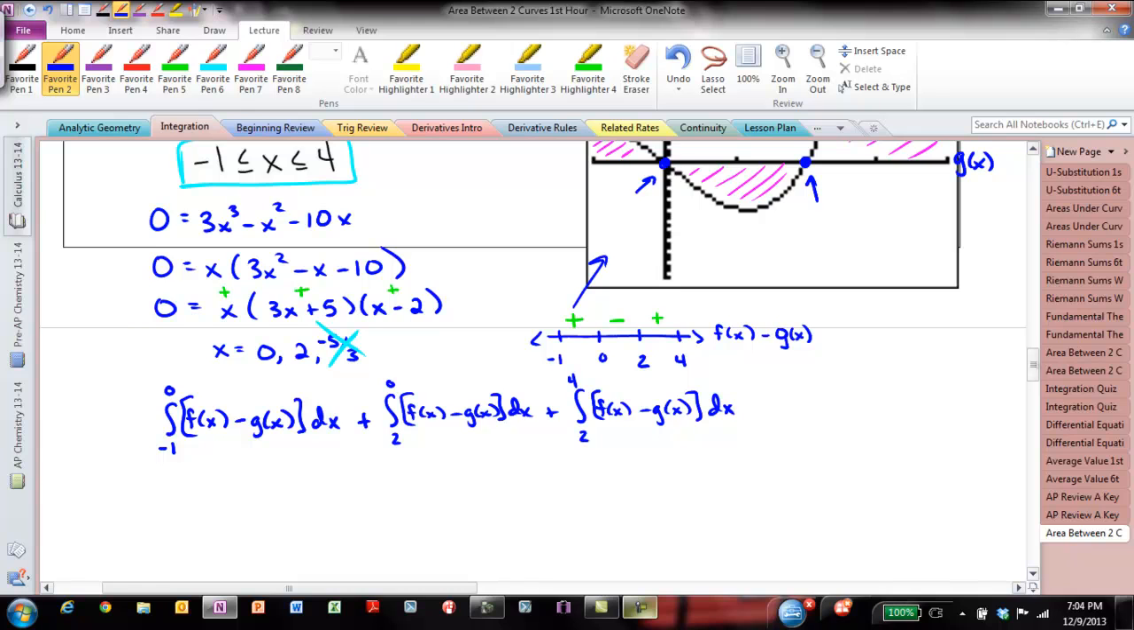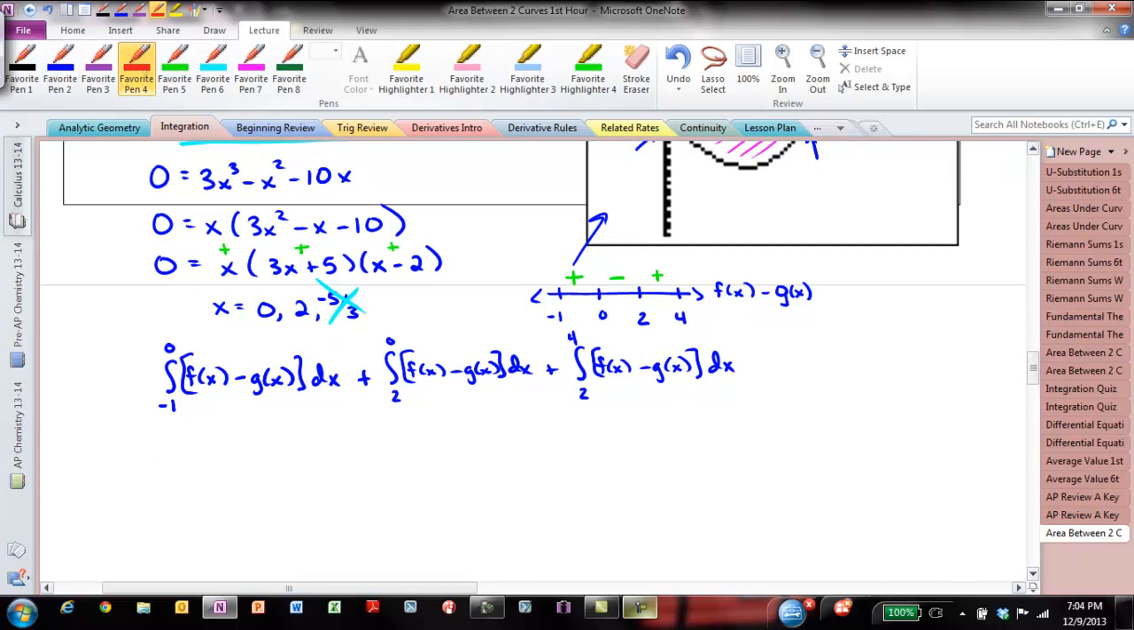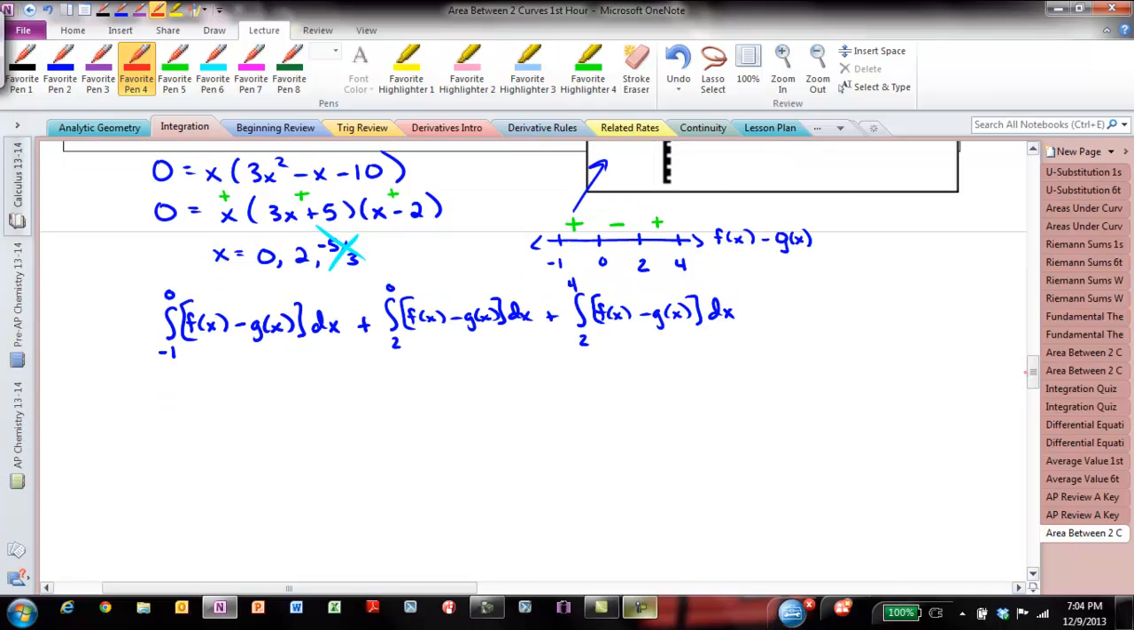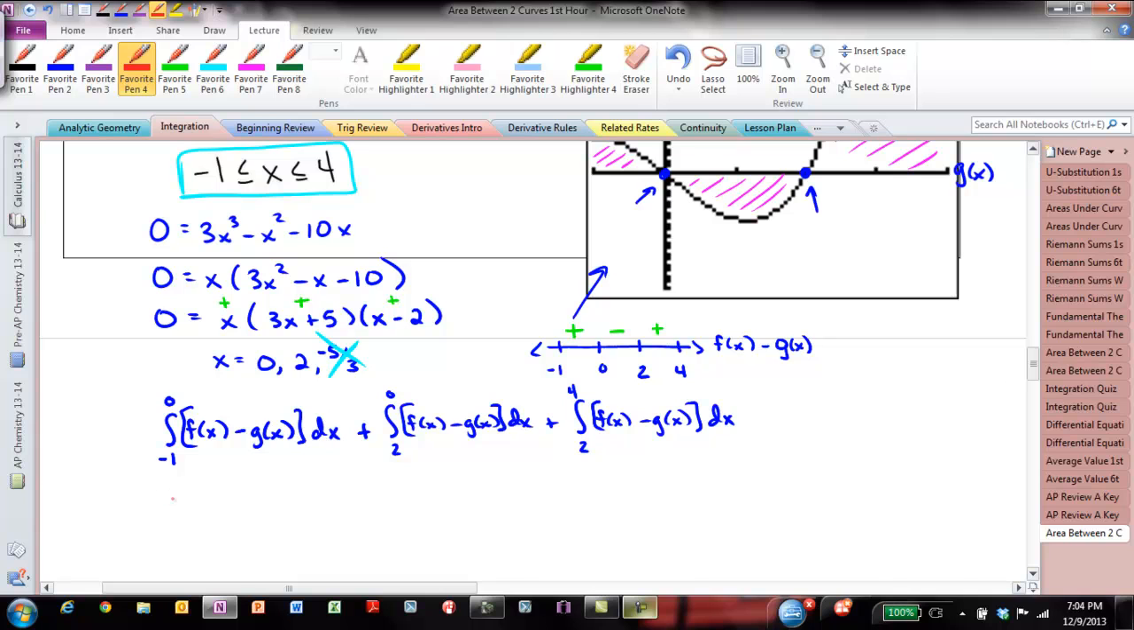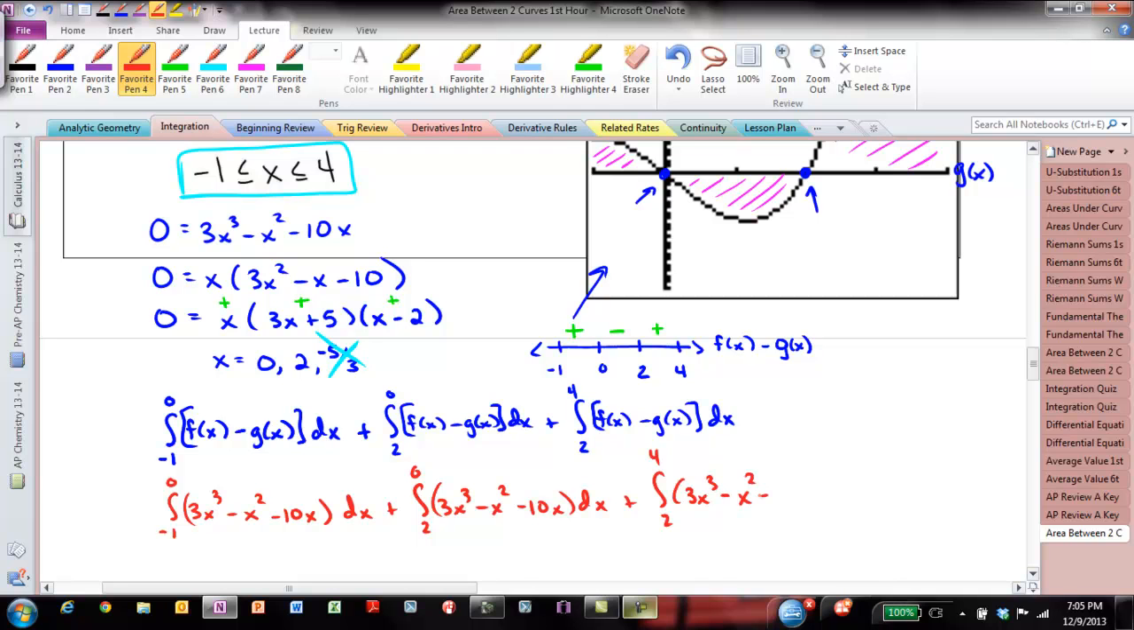dx. So if I had a calculator, this would be really nice right now because I could plug everything in and it would be great. But since I don't have a calculator, I'm going to have to set this up completely by hand. I'm going to plug in my f of x and my g of x. So I'm going negative 1 to 0 of f of x, which is 3x cubed minus x squared minus 10x, minus g of x, which is 0. So each one of my integrals is going to look like that: 3x cubed minus x squared minus 10x, and 2 to 4, 3x cubed minus x squared minus 10x.